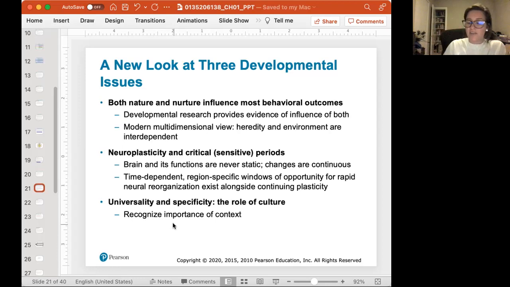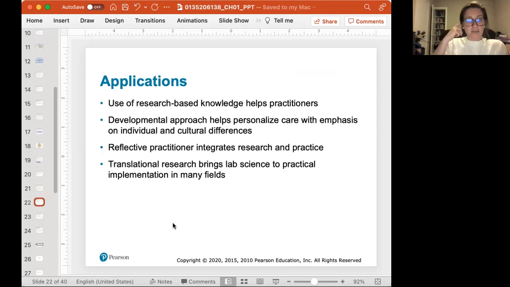You might see that child that's been abandoned and neglected not develop very much empathy, perhaps, right? It might become a sociopath. They have no empathy because no one's around. So context is important. Applications, use of research-based knowledge helps protect practitioners. It also protects you from lawsuits. A developmental approach helps personalize care with emphasis on individual and cultural differences.